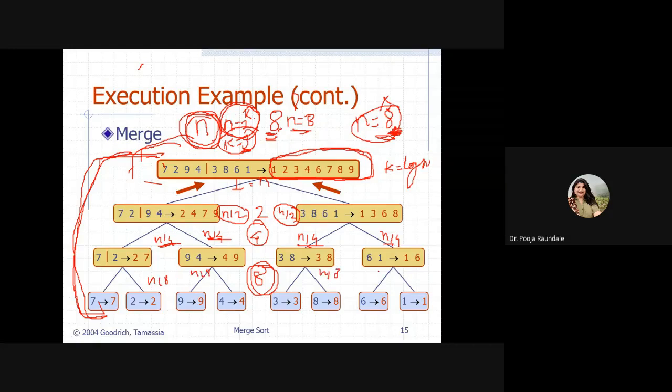Right? And this will go on. So there are still recursive calls need to be done. It will be n by 16 then. So 16 times n by 16. Then 32 times n by 32, like that, till you reach the granular level.